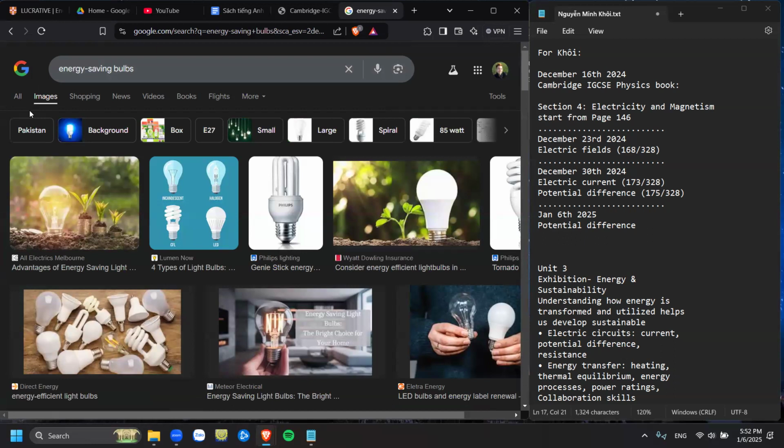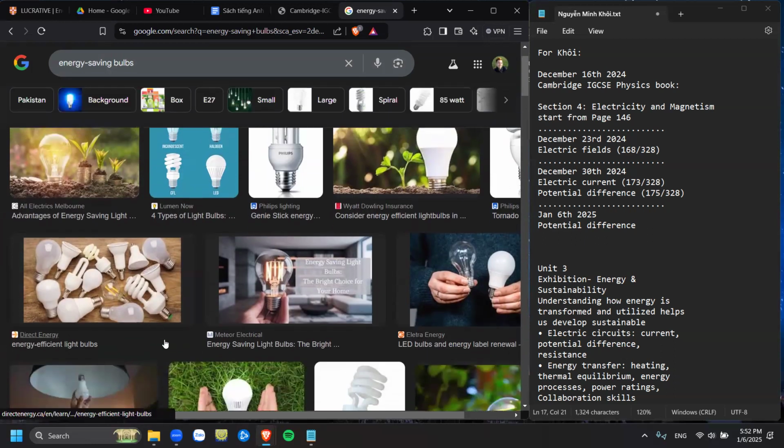Like these bulbs can now be only 7 up to 12 watt, but they produce almost the same amount of light as traditional light bulbs. So it's 7 to 12? Around that, yeah. That's so less.